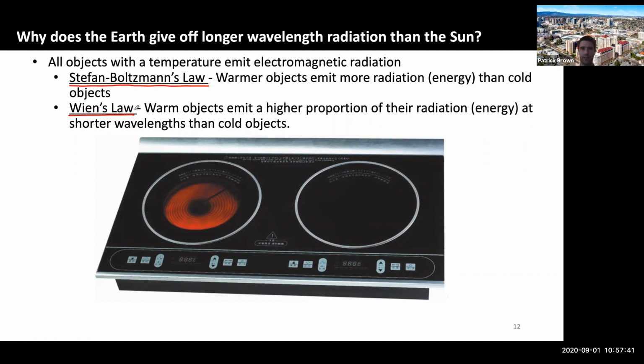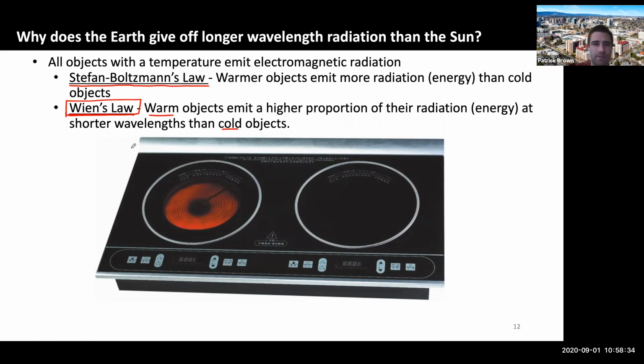So if we think about the Earth and the sun, the sun is warmer, it's hotter than the Earth, and so it emits more radiation than the Earth does. And then Wein's law, which is really important for the greenhouse effect, and I'll show you why. Wein's law is that warm objects emit a higher proportion of their radiation at shorter wavelengths than cold objects. So if the sun is the warm object and the Earth is the cold object, Wein's law is telling us that the sun is going to emit more radiation at shorter wavelengths than the Earth is.